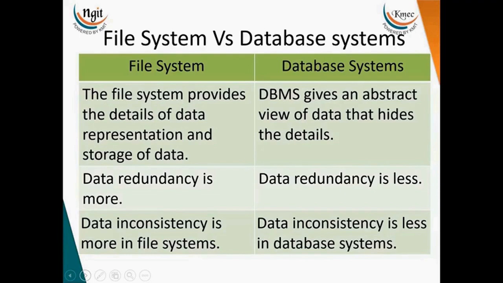Coming to the next point under the file system, we have data redundancy. Data redundancy is more in the file system, and in DBMS, data redundancy is less. Firstly, what do we mean by redundancy? Redundancy is the duplication of data. When redundancy exists, it leads to inconsistent data. Let me explain clearly how data redundancy leads to inconsistency problems when we are working with file systems.